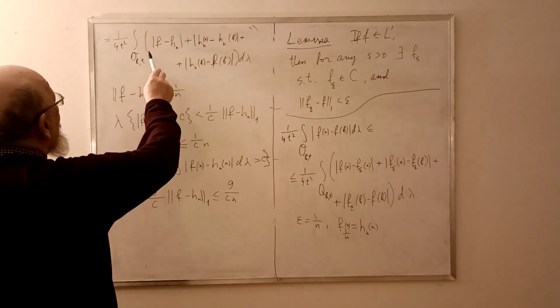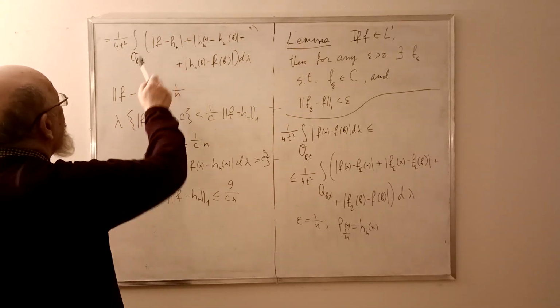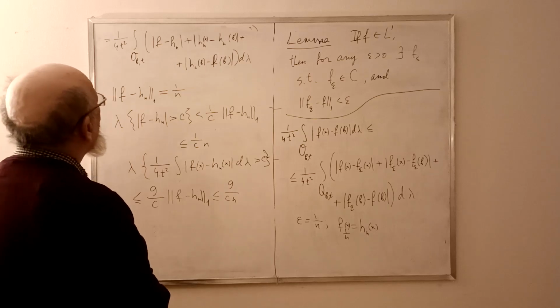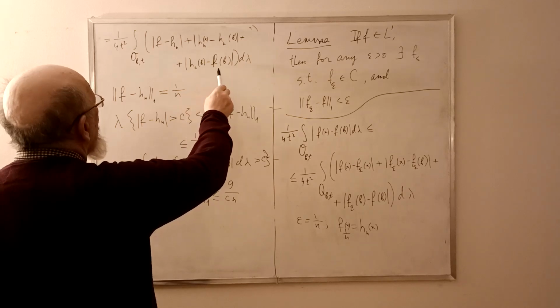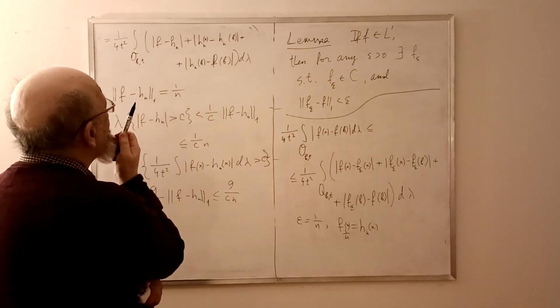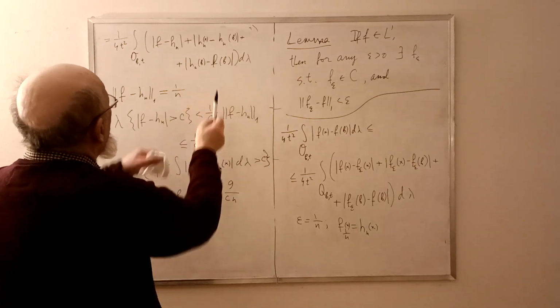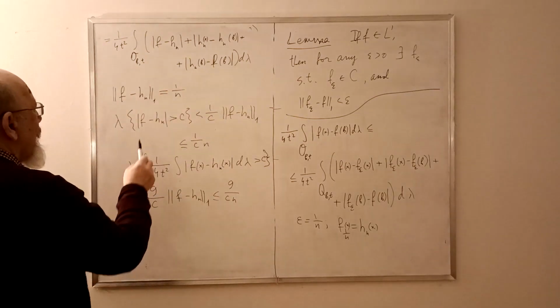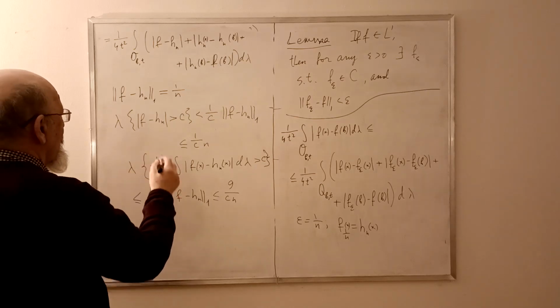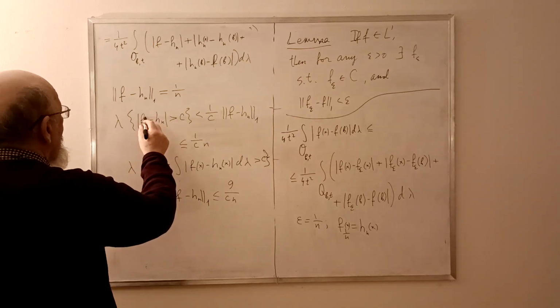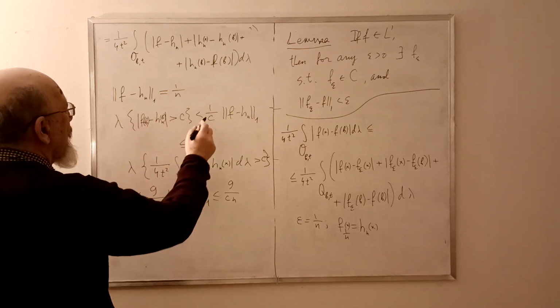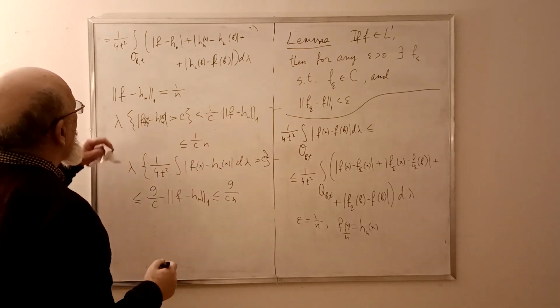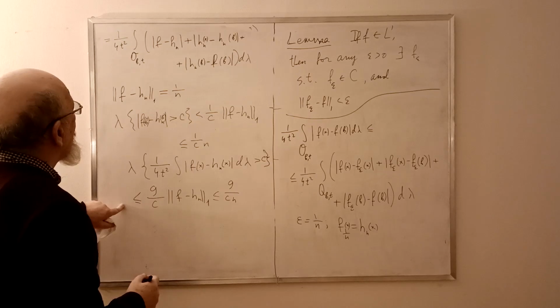So we estimated the area where this is small. Now the measure of the set where hn of b minus f of b is small. It is simply because it is a constant. It is lambda of b, and it is less than 1 over cn.